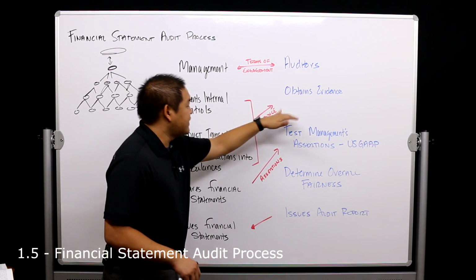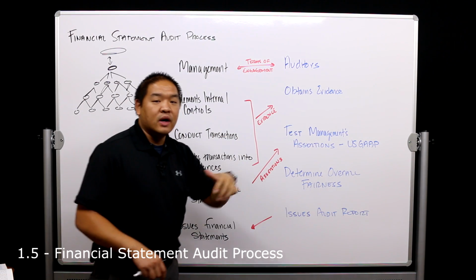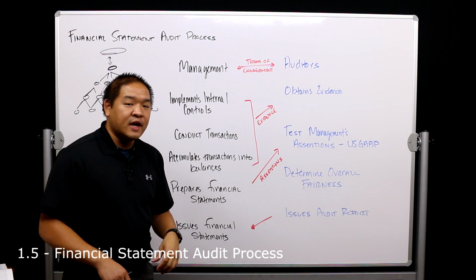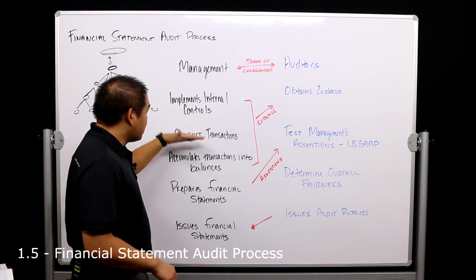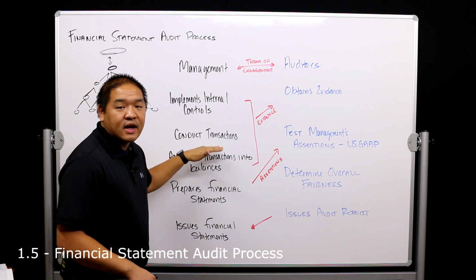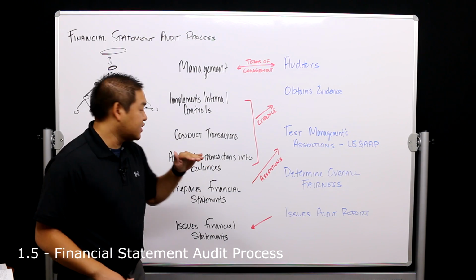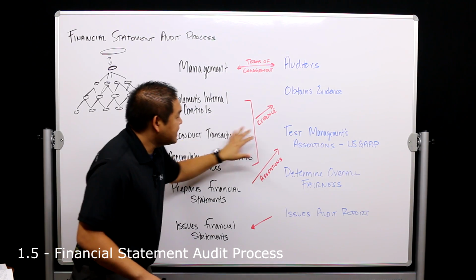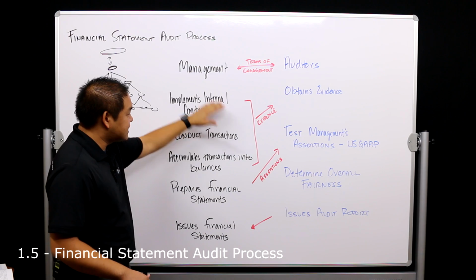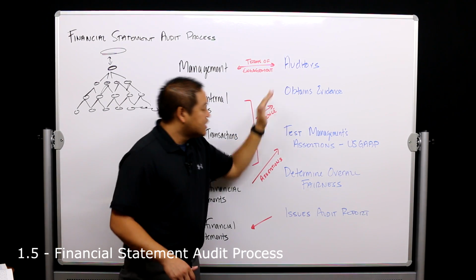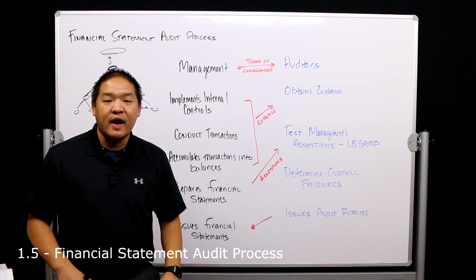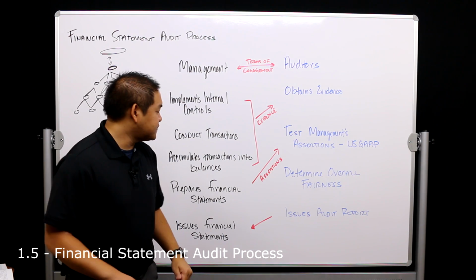Okay? We'll obtain evidence, and from that evidence we'll make some risk assessments based on the client, and then we will look at their transactions. Okay? And obtain evidence on their transactions. And then we're going to look at their balances. So we're going to find evidence here of this stuff here in order to test management's assertions. Okay? We're going to test management assertions.